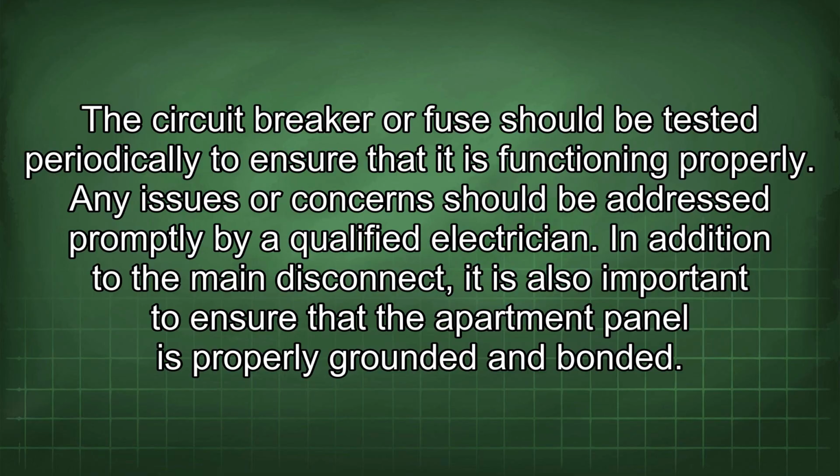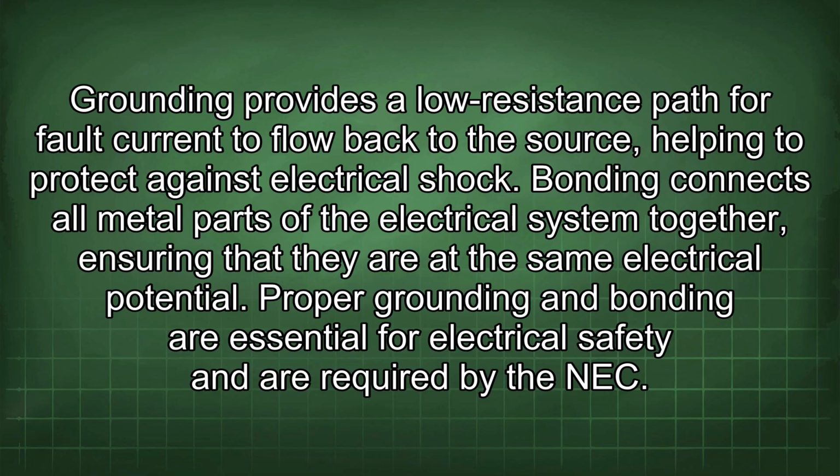In addition to the main disconnect, it is also important to ensure that the apartment panel is properly grounded and bonded. Grounding provides a low resistance path for fault current to flow back to the source, helping to protect against electrical shock. Bonding connects all metal parts of the electrical system together, ensuring that they are at the same electrical potential. Proper grounding and bonding are essential for electrical safety and are required by the NEC.